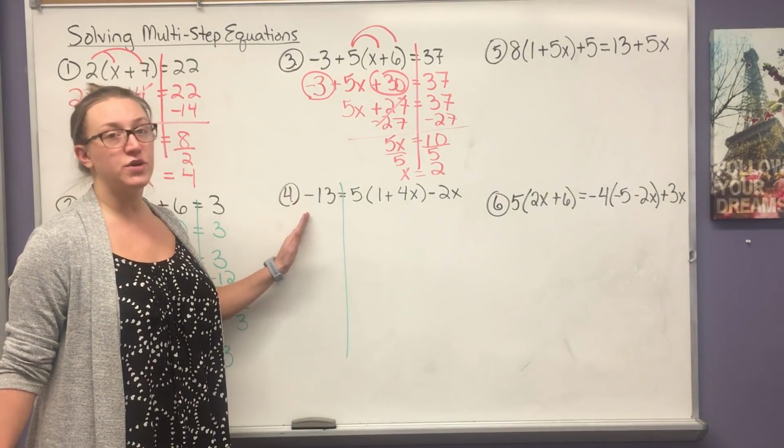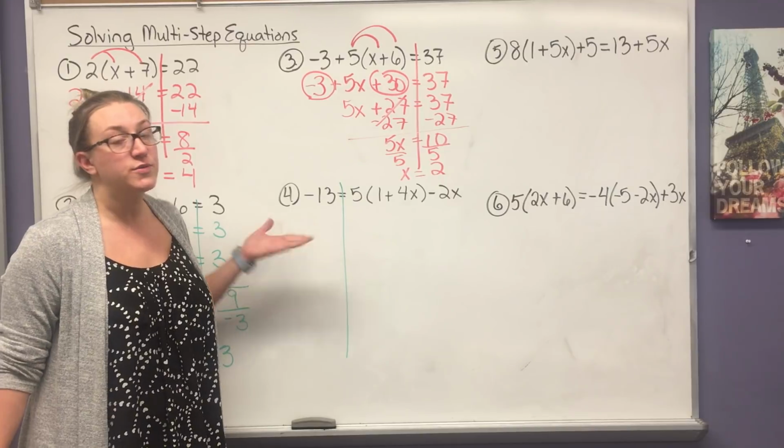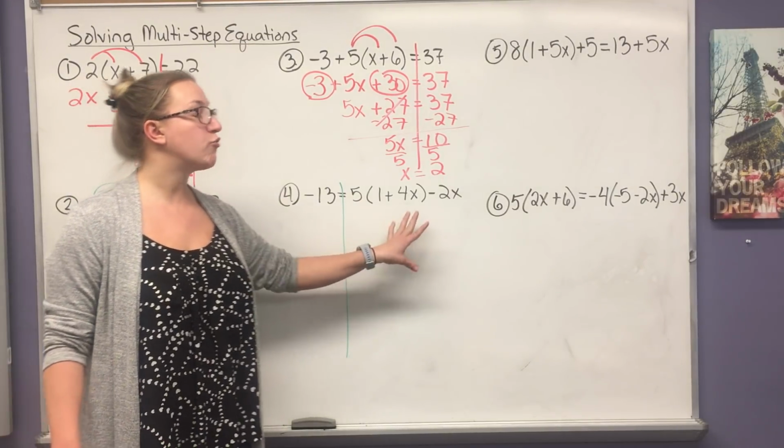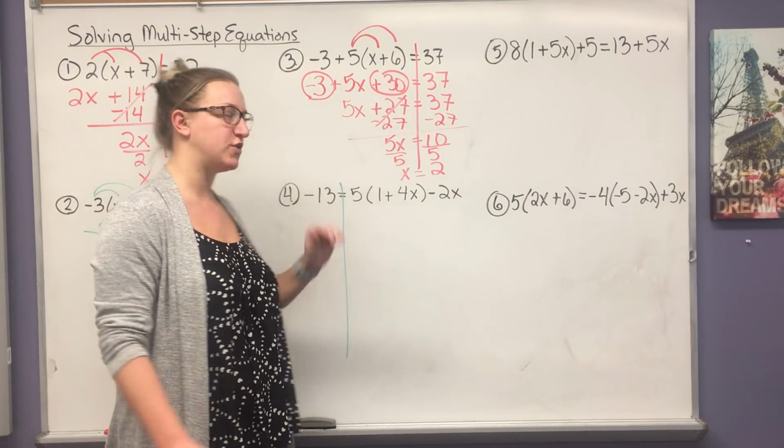So on the left, I do not have distributive property or combined like terms because it's just negative 13. But on the right, I do have those things to do.